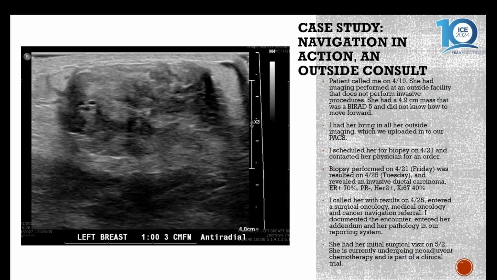They told me I needed a biopsy. What do I do? So she called me and she said, I've got a disc. What do I do? So she had a 4.9 centimeter mass that was a BI-RADS 5, and didn't know how to move forward. I had her bring in all her stuff, and I uploaded everything. That's her mass. There was really no question about what it was, obviously. She brought it in on a Friday, so I had her scheduled for the following Monday.